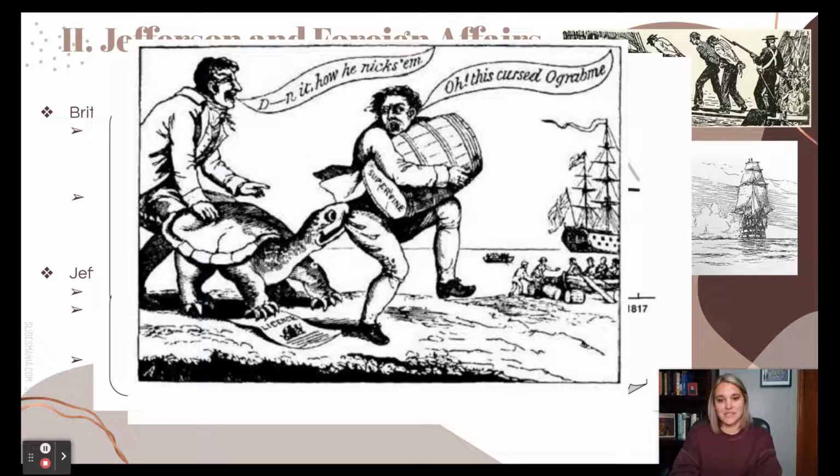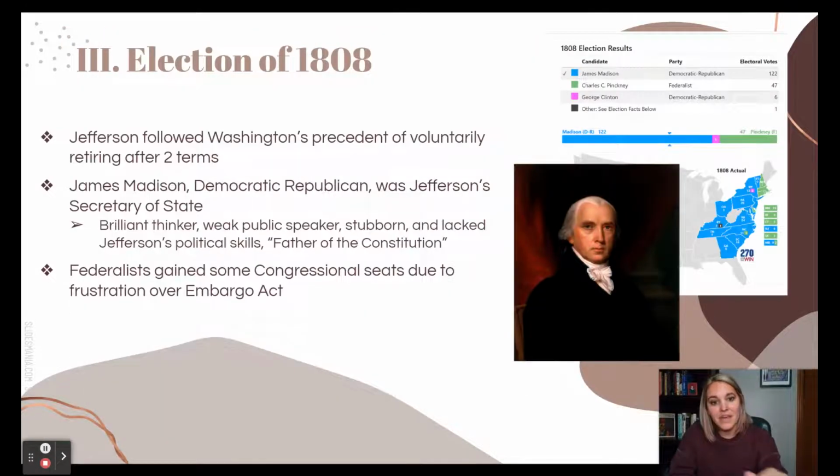And so you can see that there is conflict, opposition rising up against the Embargo Act. So next up is the election of 1808. Jefferson decides to voluntarily retire, and he and the Democratic Republicans will select James Madison to replace him.